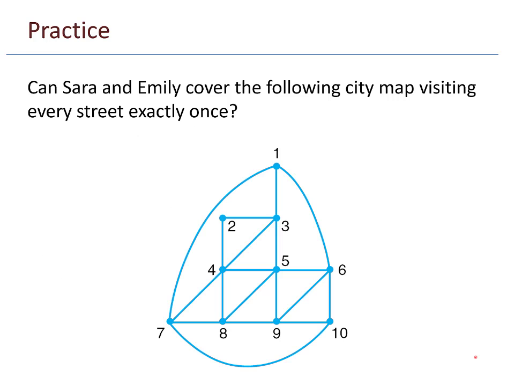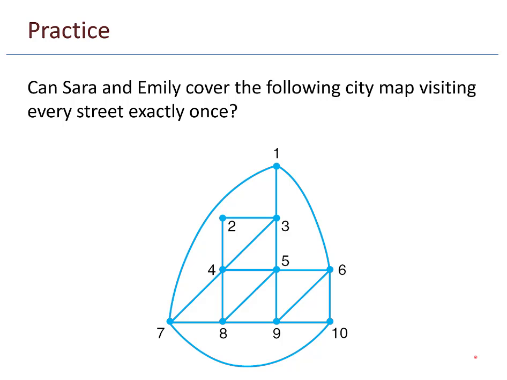Can Sara and Emily cover the following city map, visiting every street exactly once? So there are a couple problems here. Let's first imagine that maybe they travel together. They work together. Can they cover every street exactly once? Also, can they do it starting and ending at the same spot? Or maybe they don't care about that. They just want to start someplace and they can end someplace else.